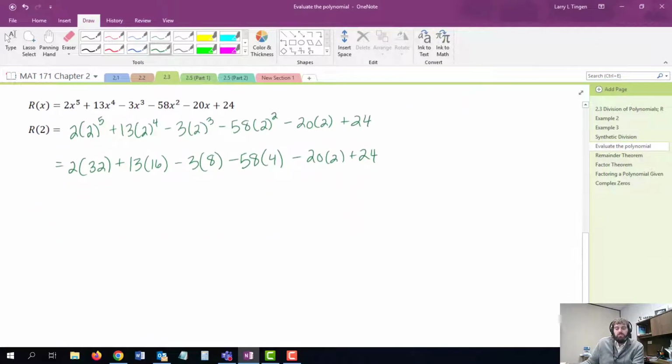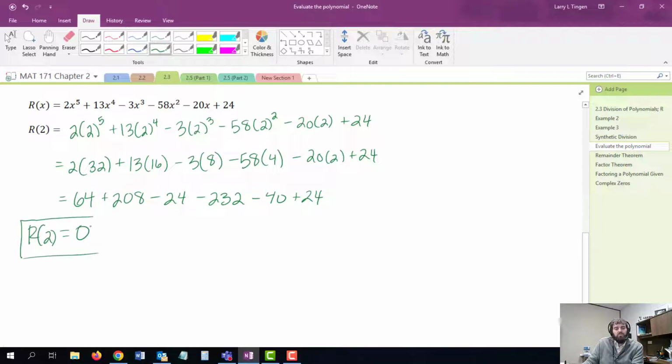Now do the multiplication as you encounter it from left to right. 2 times 32, 64. 13 times 16, 208. 3 times 8 is 24. 58 times 4 is 232. I had to work that one out. 20 times 2 is 40. And then plus 24. Do the math, work it all out, and it turns out this all adds up to 0. So R at 2 equals 0.